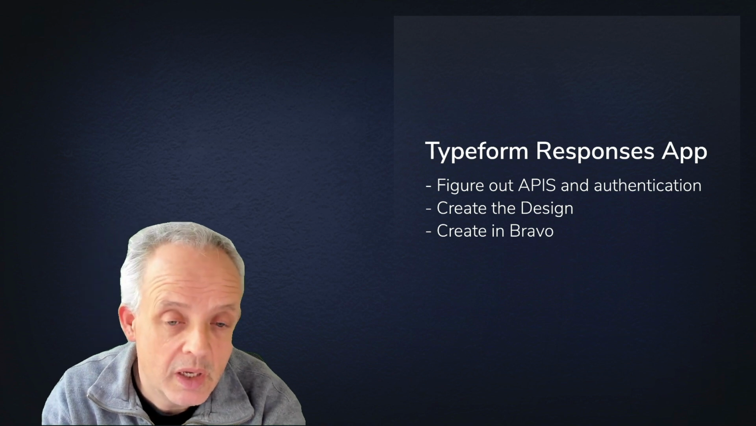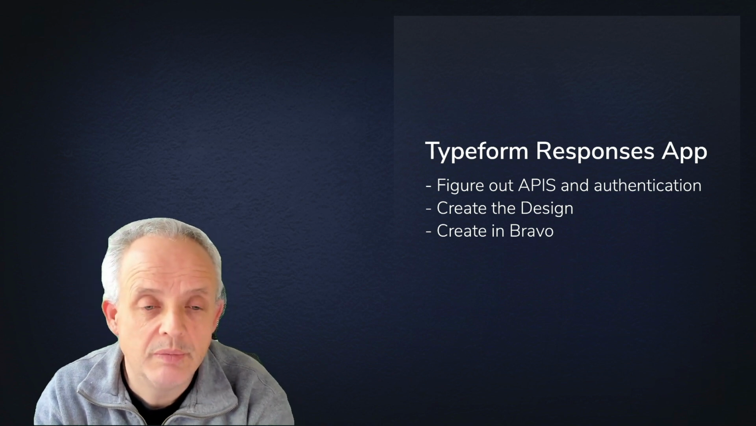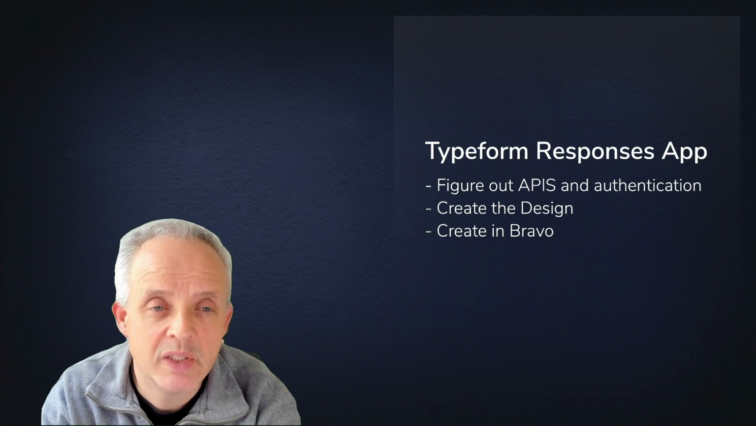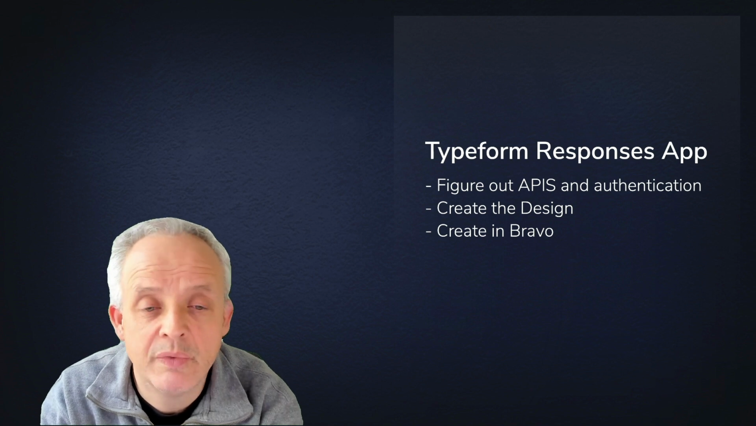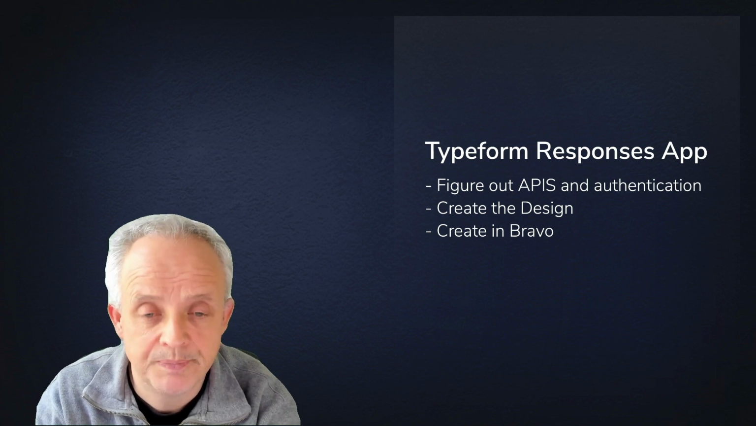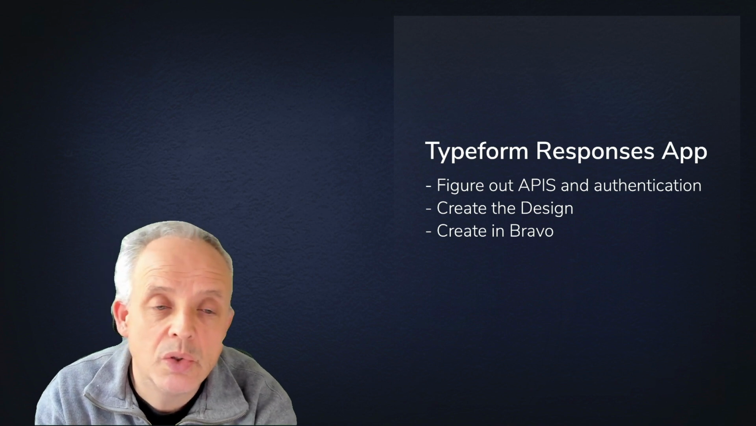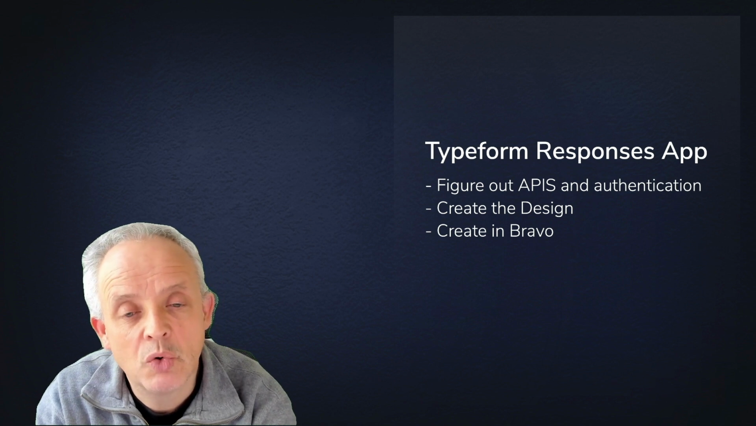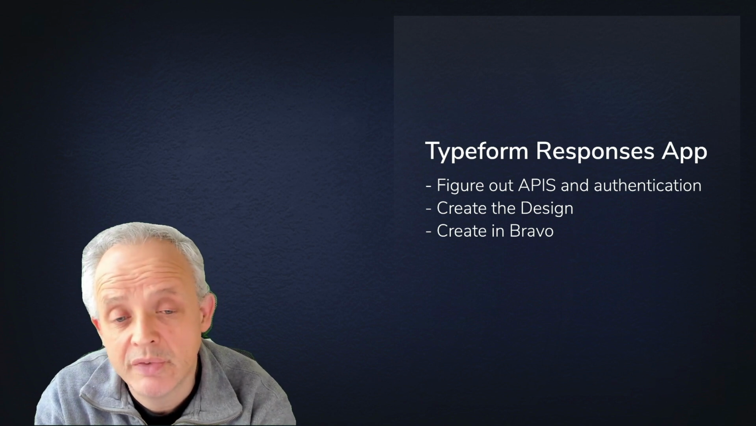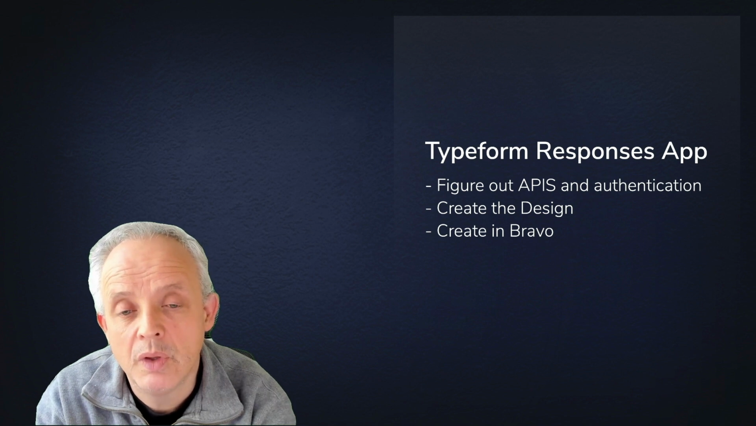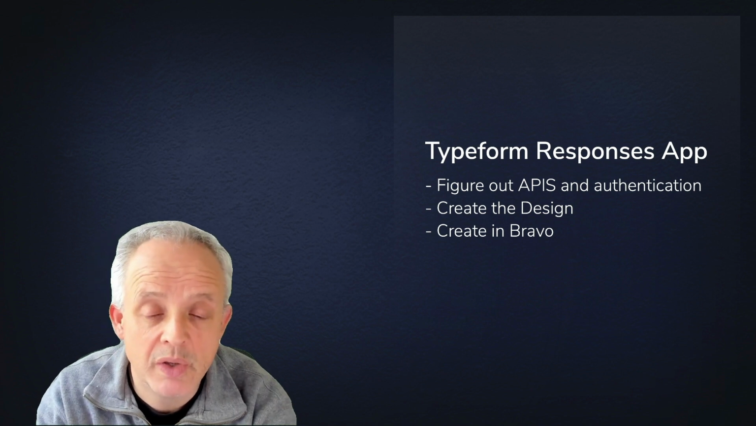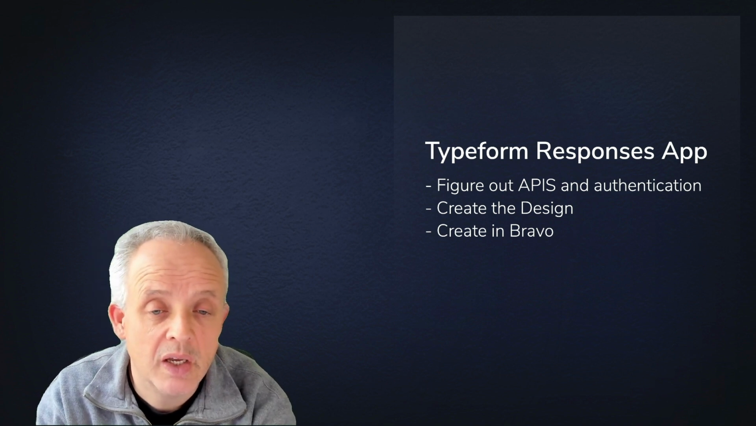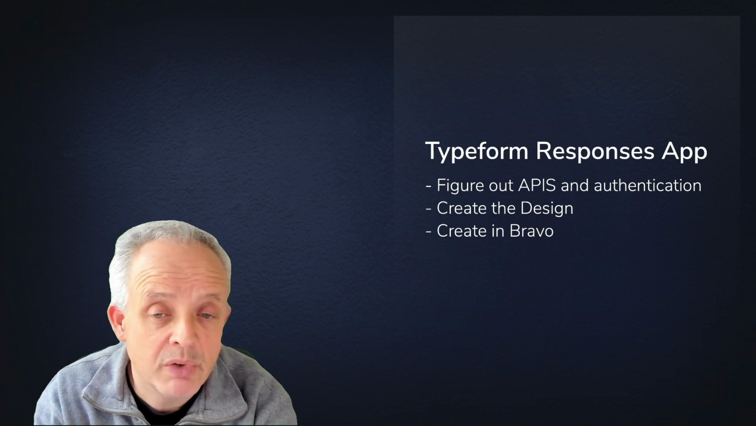Well, as they're listed here, there are really three steps. The first one is to figure out what APIs I've got, to help us think about exactly which ones we need for the functionality that we ultimately want to provide the end user. The next step is to take those APIs, or think about the workflow, and create the design and user interface that will effectively work with those APIs to provide the functionality. And finally, the last step is to bring it all together in Bravo. I'm going to go through each of these steps one at a time.